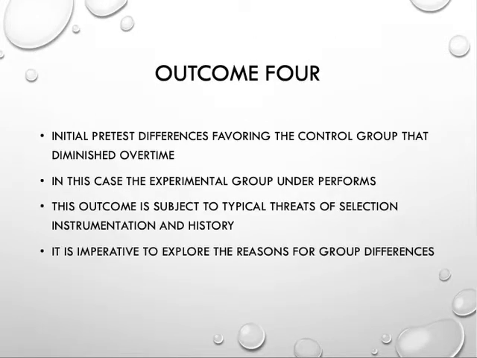And then we have outcome 4, where the initial pretest difference is favoring the control group that diminished over time. In this case, the experimental group underperforms. This outcome is subject to typical threats of selection, instrumentation, and history. It's imperative to explore the reasons for group differences. So in this case, we had a control group starting up here that went like this. And then the treatment group started, let's say, a little bit higher, but only went to there. So we see that more growth happened here than happened here, and we need to understand why these things were taking place.